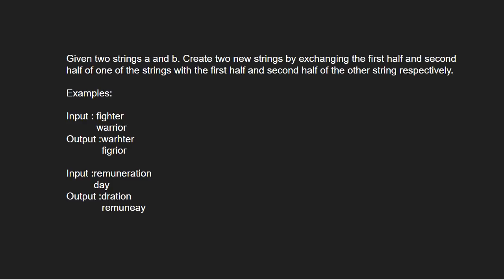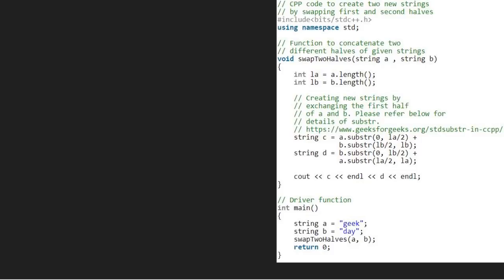Next, let us see the algorithm. We take two sample strings, geek and day, and pass it to swap2halves function. Next, we take two integers, la and lb, which will store the lengths of strings a and string b. Then, we take a string c, which will store the substring of a from 0 to la by 2 plus substring of b from lb by 2 to lb.